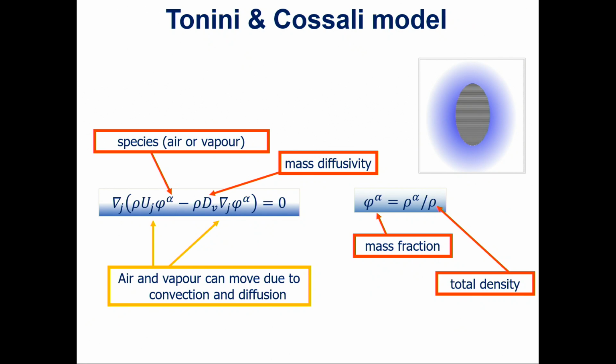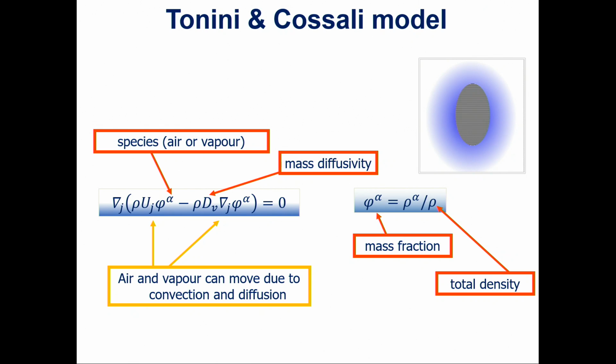Now, this model which was developed is essentially based on the original model developed by our colleagues from Italy, Tonini and Casale, who developed the model for the gas phase. It is based on the solution of this conservation equation, where phi A alpha is the mass fraction of a particular species. It could be either vapor or ambient gas.